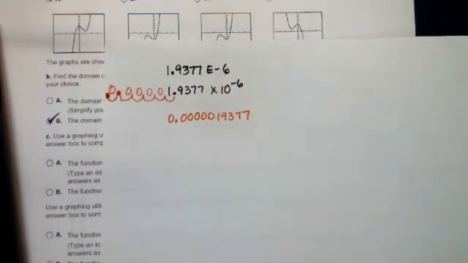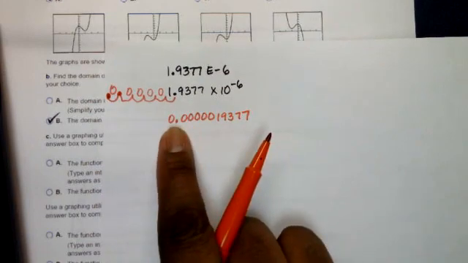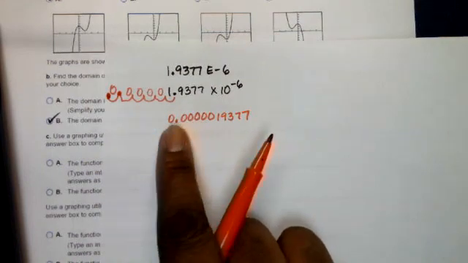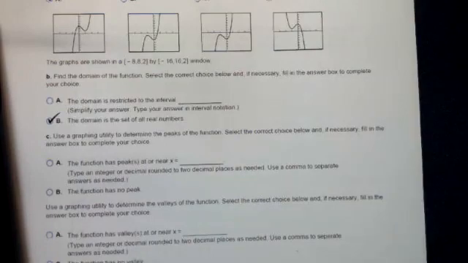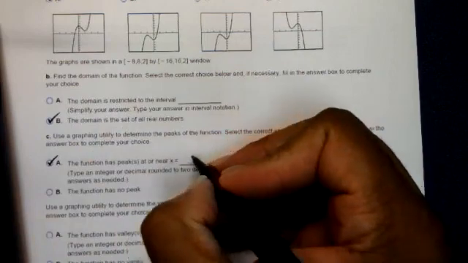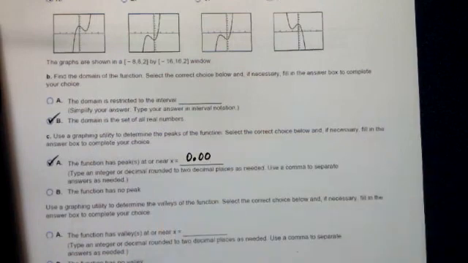And then we round to 2 decimal places. Well, obviously, the second digit behind the decimal point is a 0. To the right of that is 0. That's less than 5. So it's going to end up being 0.00. Now, keep in mind, it's not actually 0. It's just a number that is a little bit more than 0. So in this case, the function has a peak at or near 0.00 to 2 decimal places.